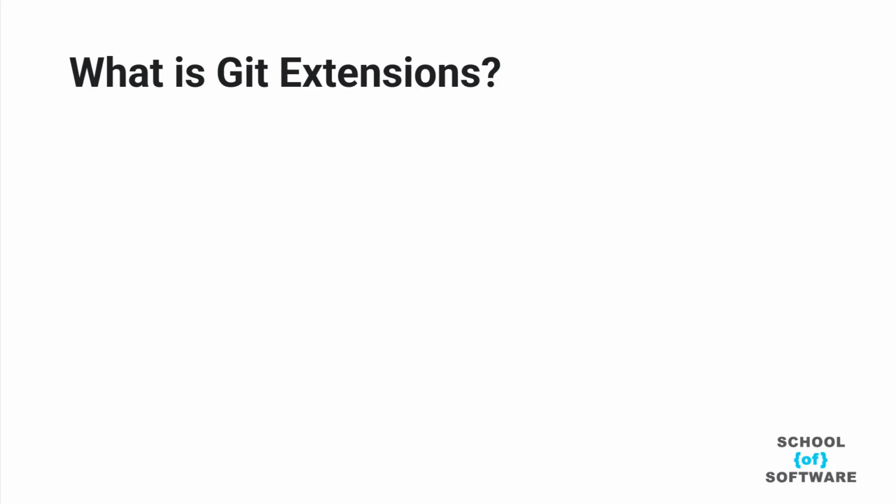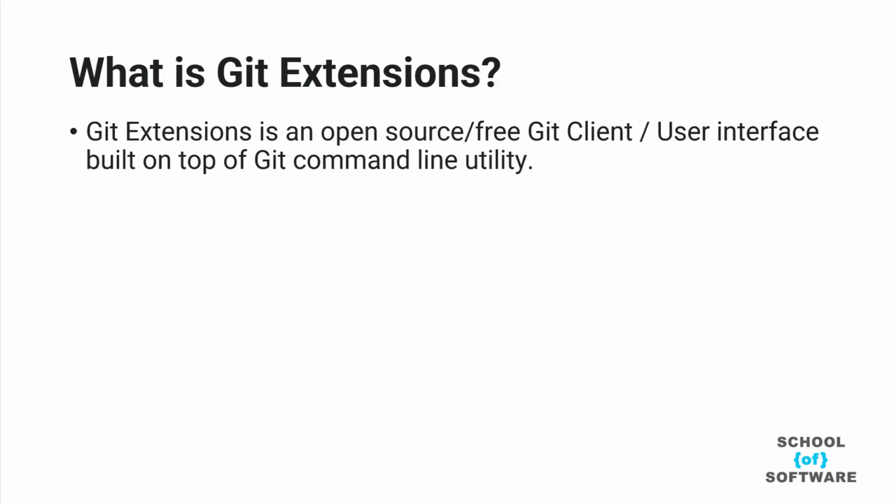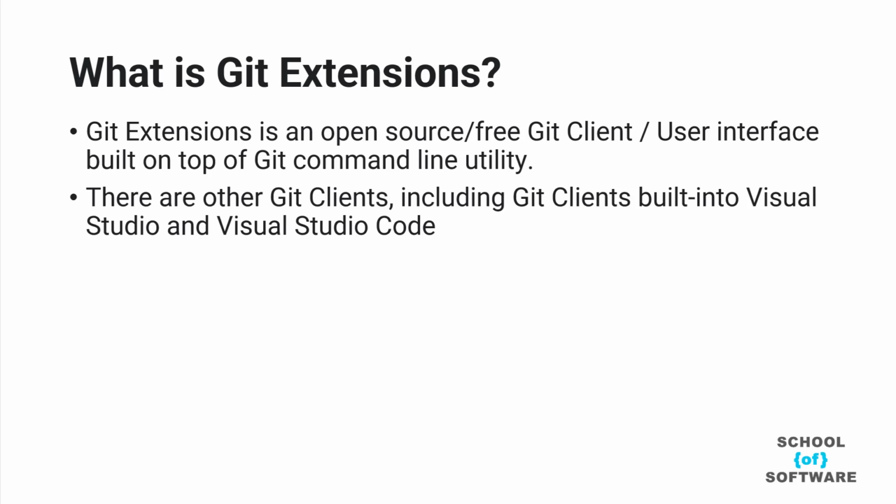Now, what is Git extensions? Git extensions is another open source project for providing the user interface for Git. It's called a Git client. It's built on top of the Git command line utility to allow you to visually do things with Git. Of course, there are other Git clients, including the ones built into software tools such as Visual Studio or Visual Studio Code.